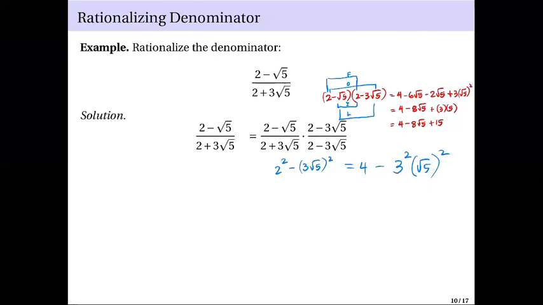Sorry, sir. Over there, when you're doing the O in FOIL, when you bring the 2, you do 2 times negative 3 square root of 5. Okay, thank you, sir. Yeah, perfect. So this whole expression here, negative 3 square root of 5. Thank you. You're welcome.